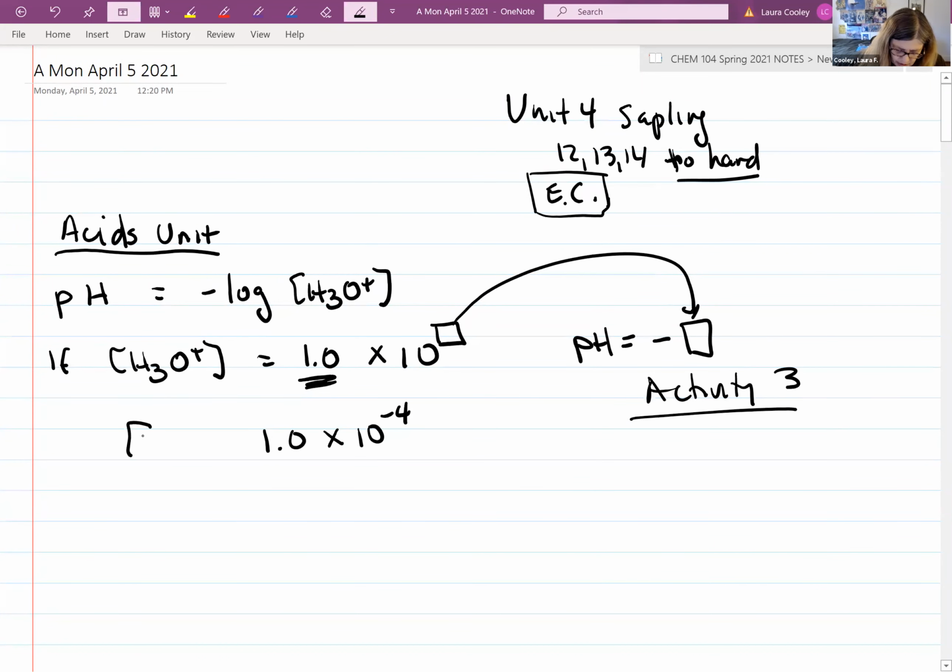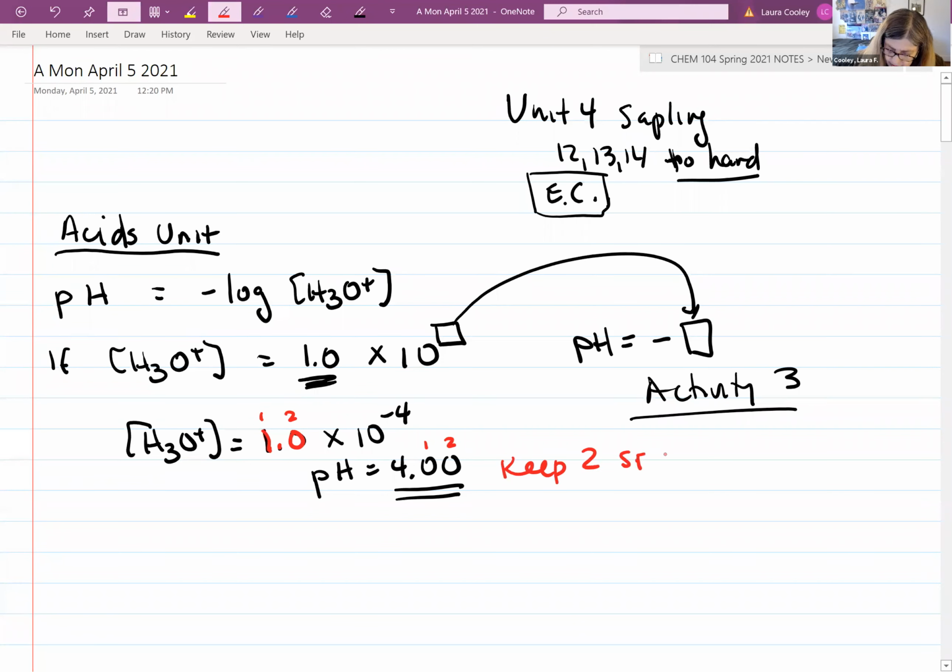So for example, if the H3O+ concentration is 1 times 10 to the negative 4th, the pH will be the negative of negative 4. It will be 4.00. Just a note about the sig figs: this number has 2 sig figs, which means you keep 2 after the decimal point. And that's because it's a log relationship.